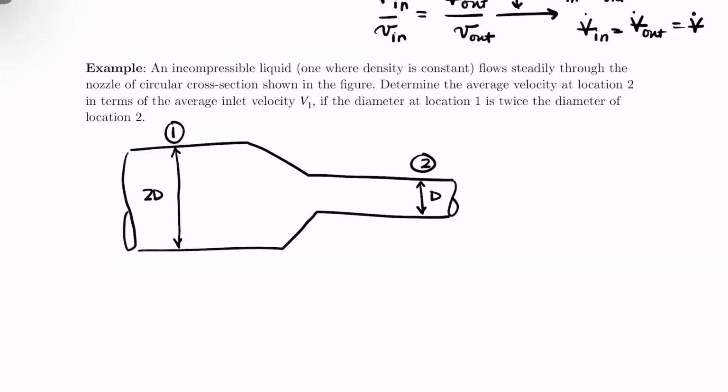All right. So the first thing that we're going to do is we're going to draw our control volume. So I am going to draw it so that I have a control surface at locations 1 and 2. And then otherwise, I'm just going to have it follow the edge of our pipe. Okay.